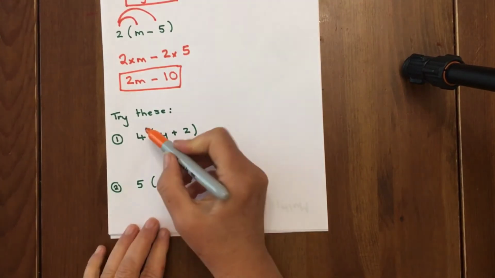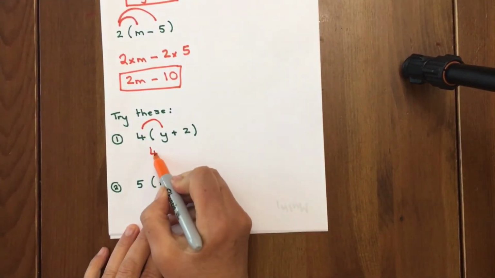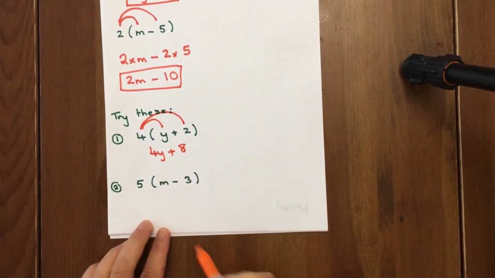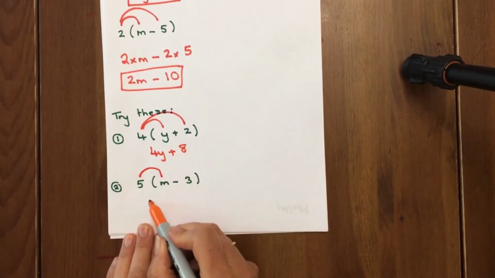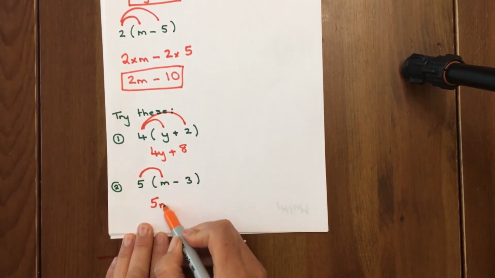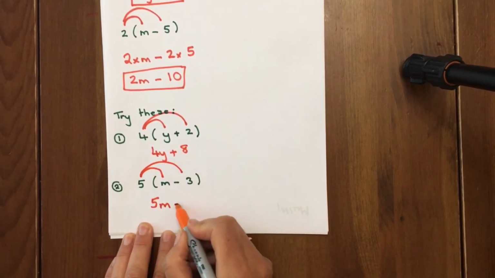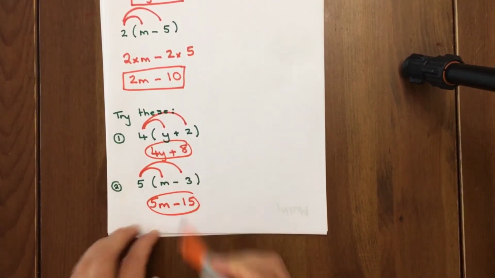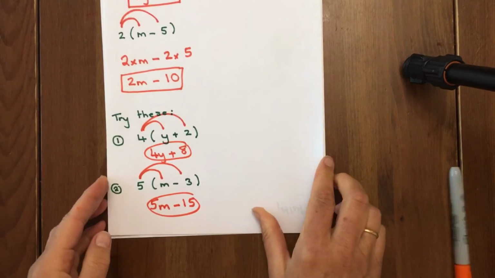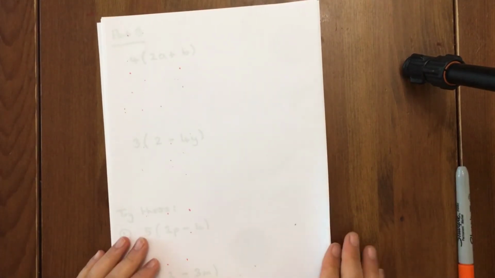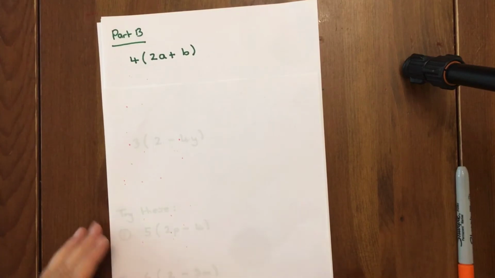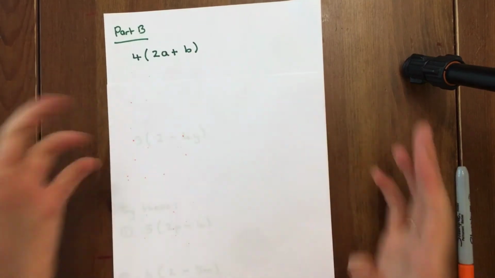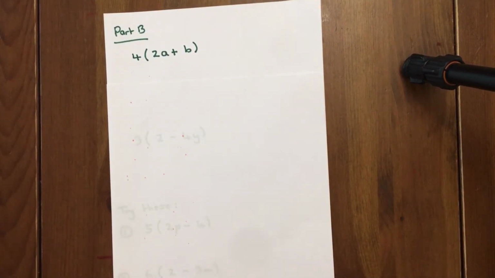Right, so the answers you should get: 4 times y is 4y, plus 4 times 2 is 8. Next one, 5 times m is 5m, 5 lots of negative 3 is negative 15. So here are your 2 answers. Okay, now we're on to part B. So part B is examples like this. So almost the same, it's just that we've got 2a here and we've got another letter here. So not much difference, exactly the same principle.